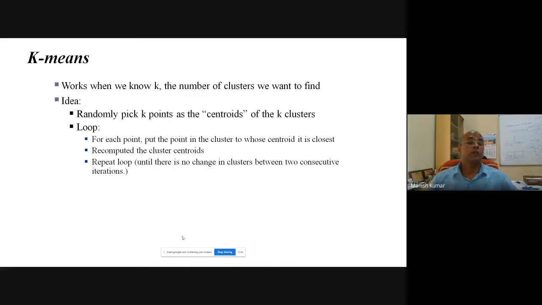So I think k-means is the most basic algorithm, and it is a very useful and popular algorithm. Simple: for each point, put the point in the cluster to whose centroid it is closest. So you have data points, and if you wish to have k clusters, you randomly select k points out of the data points. You can even pick successive points as well. There's no harm in that.